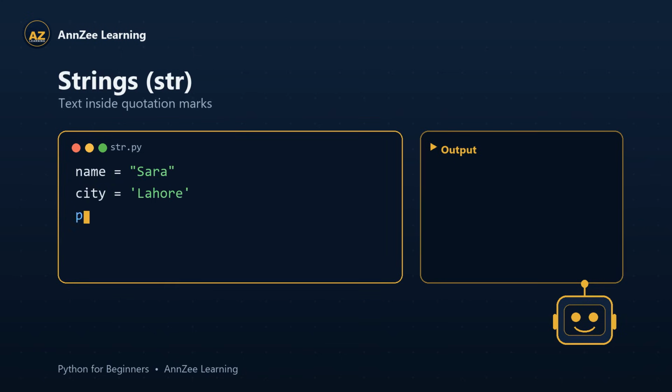Third, strings, or str. A string is text, and it always goes inside quotation marks. A name like Sarah, or a city like Lahore. Single or double quotes both work, as we saw earlier.